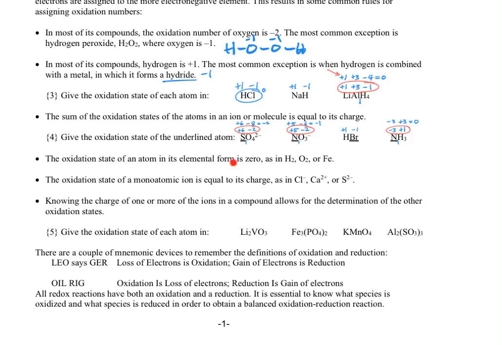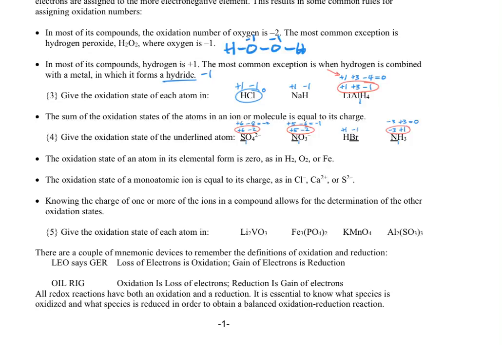Okay. Some other rules here. The oxidation state of an atom in its elemental form is going to be 0. Things are going to be sharing electrons evenly. So both hydrogens of H2, both oxygens of O2 are going to have an oxidation state of 0. Elemental iron, since it's not sharing its electrons with anything, is going to have an oxidation state of 0. And we already saw this idea, but the oxidation state of monatomic charged species will be their most common ionic charges. So Cl-, Ca2+, S2-.